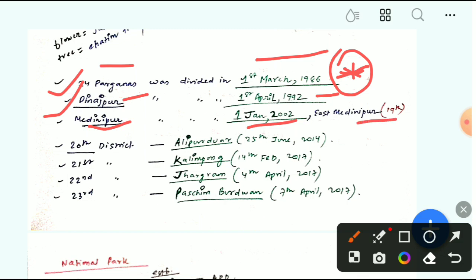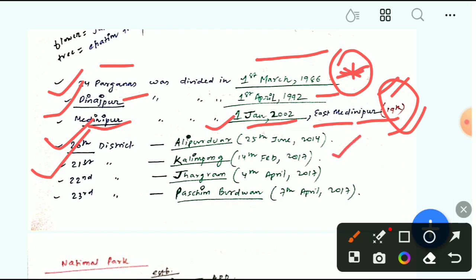That is, East Medinipur was the 19th district of West Bengal. Next, the 20th district was Alipurduar, which was formed on 25th June 2014. The 21st district was Kalimpong, formed on 14th February 2017. The 22nd district was Jhargram, formed on 4th April 2017. And the 23rd was Paschim Bardhaman, on 7th April 2017.